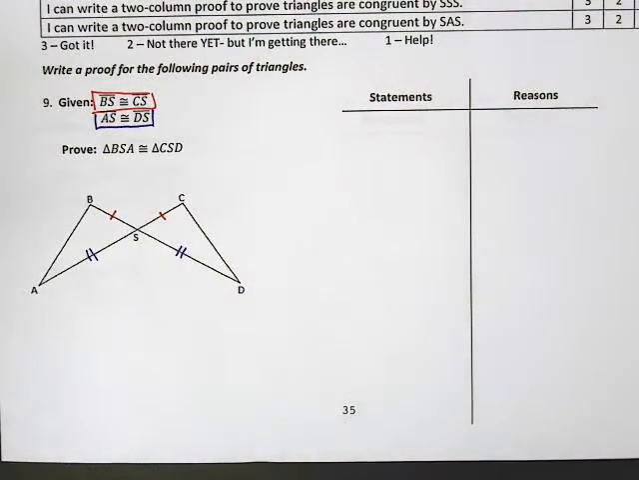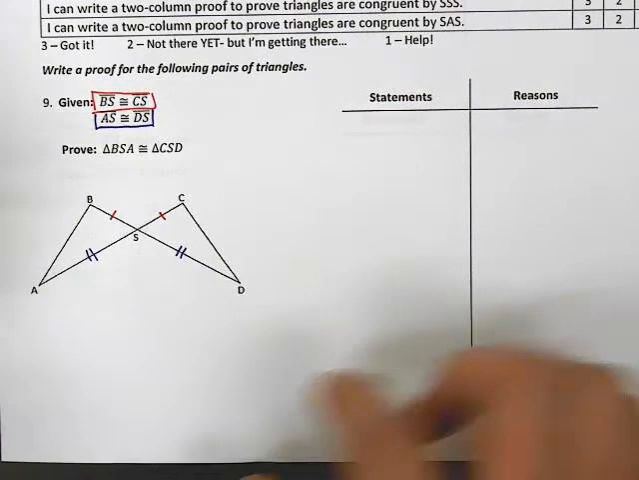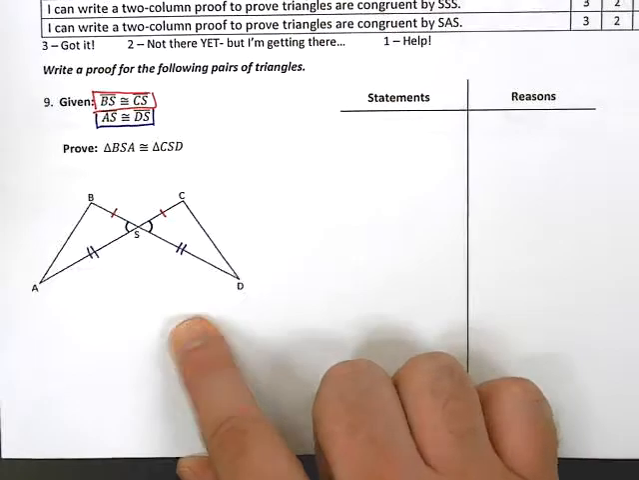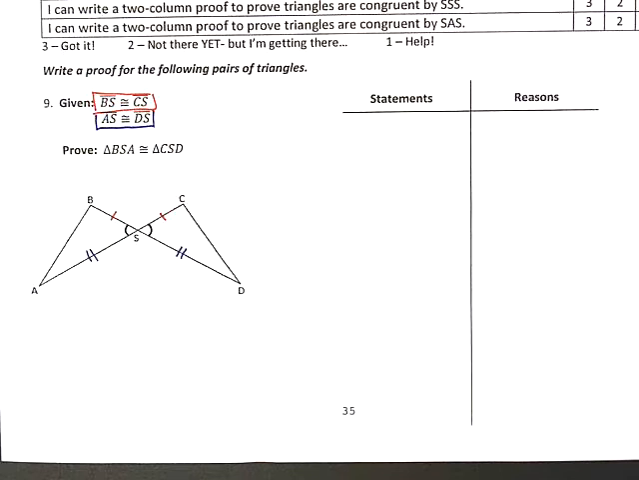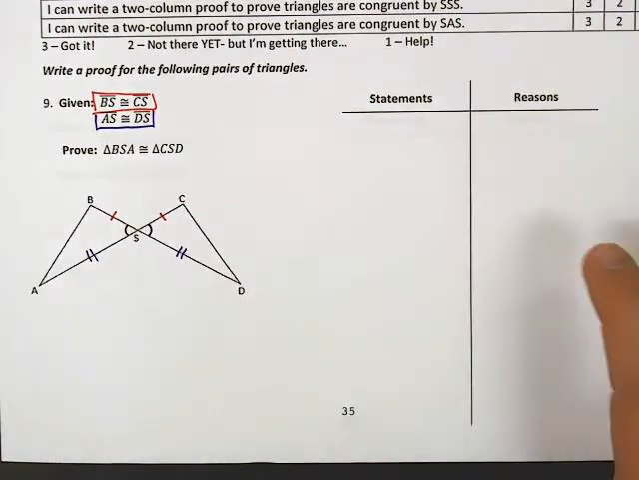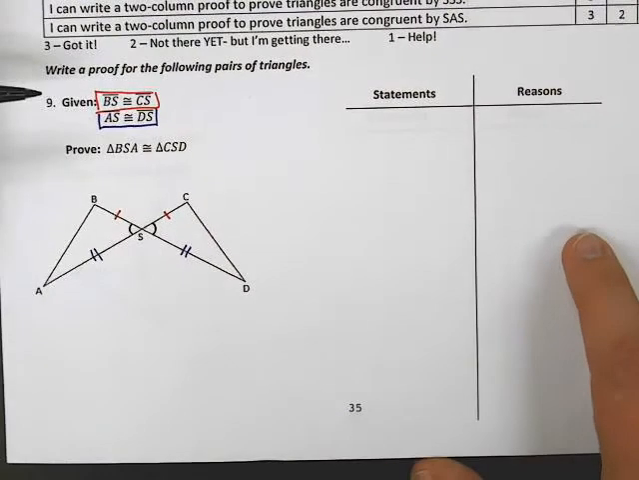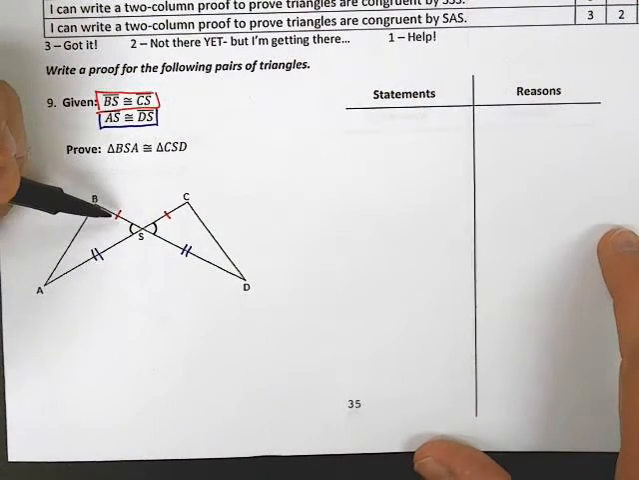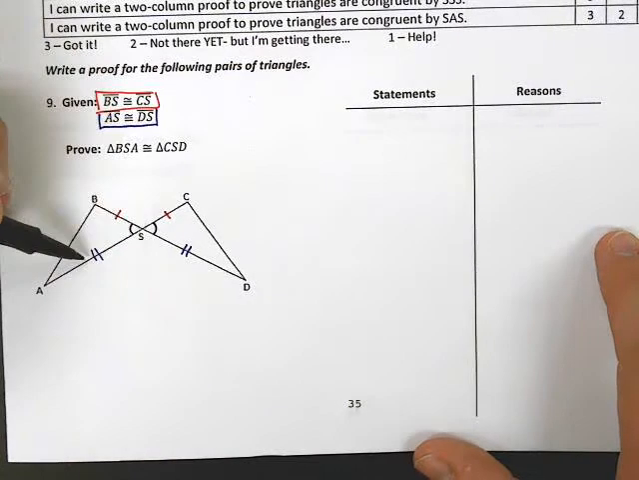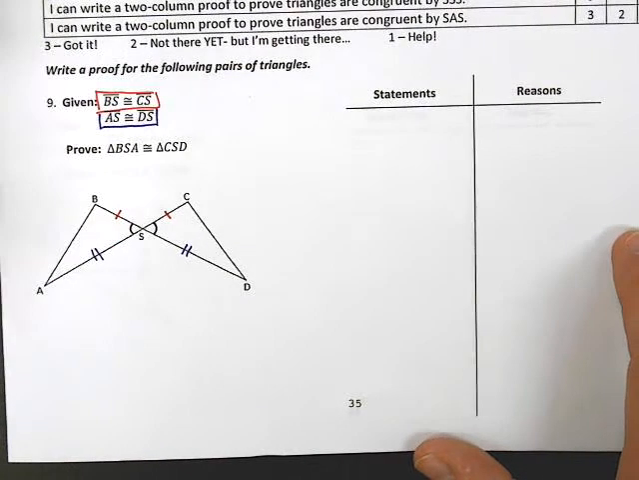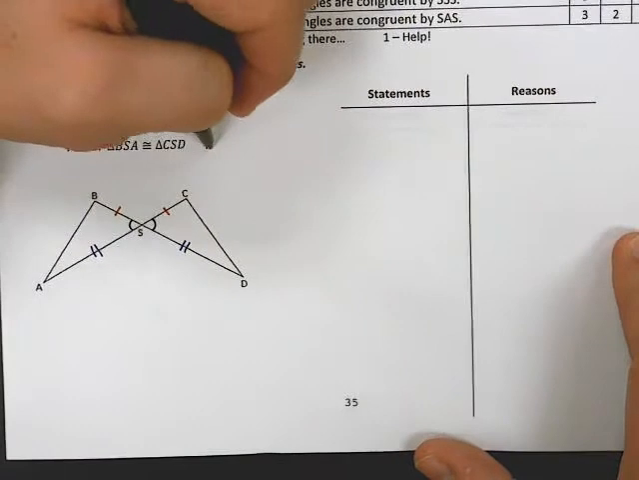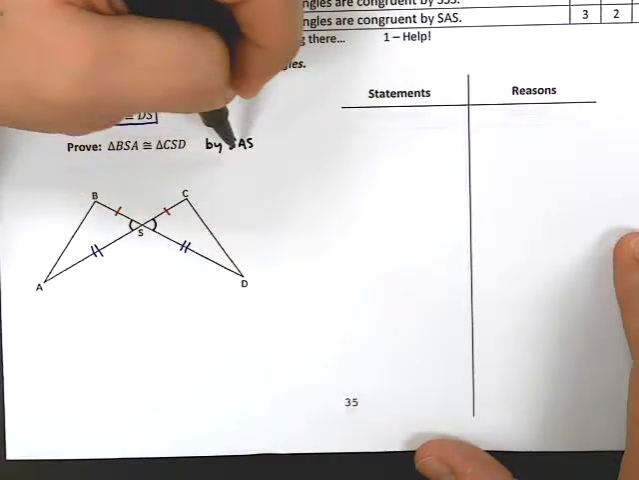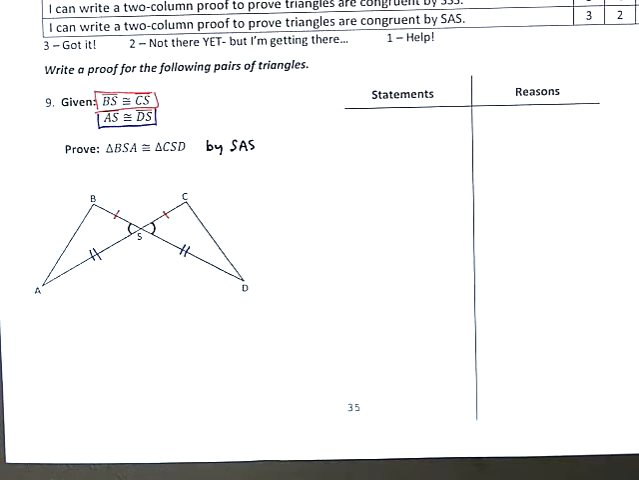But what do I see in the picture that you have to understand and recognize? Vertical angles, okay? We have vertical angles. So now, guys, what we need to be able to do is figure out that this is going to end up being side, angle, side, because the angle is included. So I'm going to write myself a little note so I know that at the end I'm going to need to use SAS.